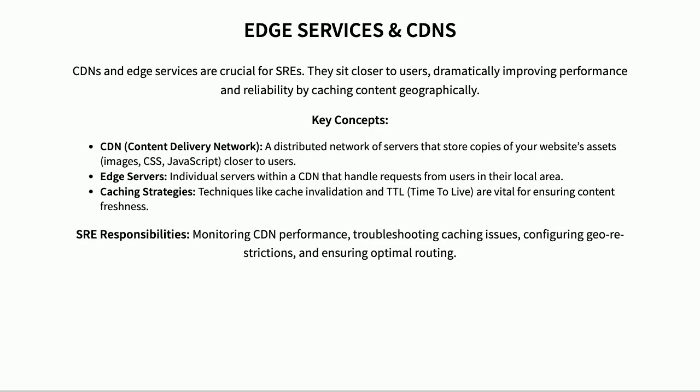They store copies of your website's files, like images and code, right near where your users are located, which means they can access those files much faster. This dramatically improves website speed and reduces latency. CDNs rely on edge servers, which are individual servers that handle requests from local areas. And a key part of managing a CDN is deciding how often to update the cached content. That's where caching strategies like TTL come in.